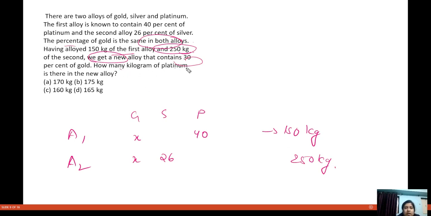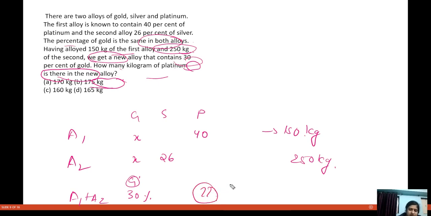we get a new alloy that contains 30% gold. So the new alloy, A1 plus A2, is containing 30% gold. How many kilograms of platinum is there in the new alloy? So we have to find the kilograms of platinum in this new alloy. Okay, fine. So let us do this question.